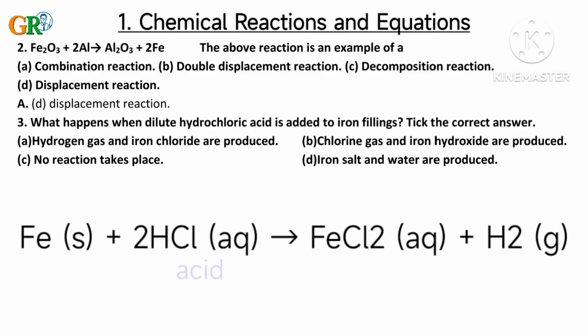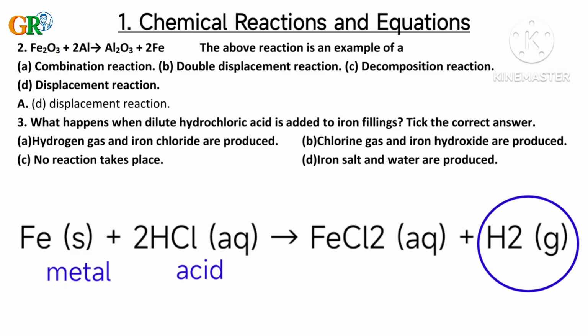Here dilute hydrochloric acid is added to iron filings. That means acid reacts with metal. We know that if a metal reacts with acid, hydrogen gas is liberated. So here dilute hydrochloric acid reacts with iron, and we get hydrogen gas and iron chloride. So option A is correct. Hydrogen gas and iron chloride are produced.